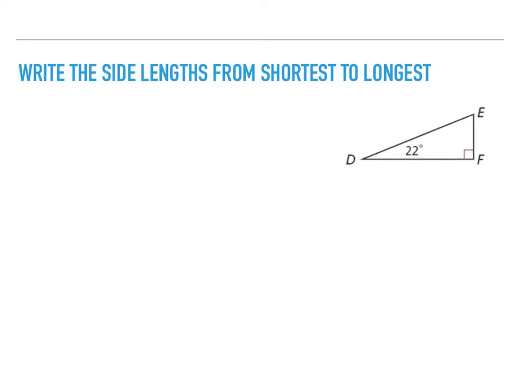Okay, write the side lengths from shortest to longest. So it gave us two angles of this triangle. How do we find the third? So you just set it all equal to 180. Just add 90 and 22 and subtract it. So 180 minus 112, and we get 68.